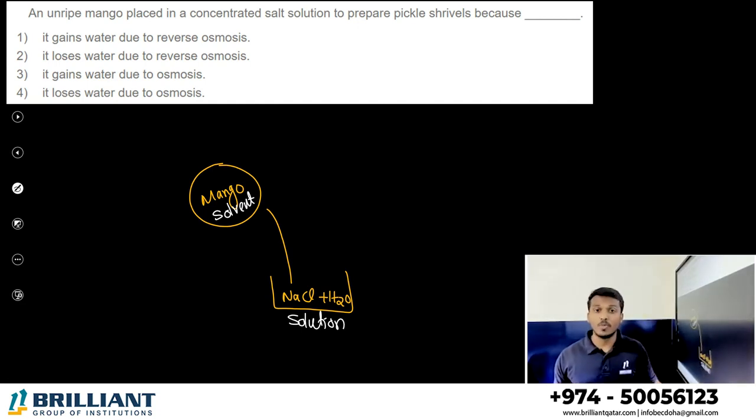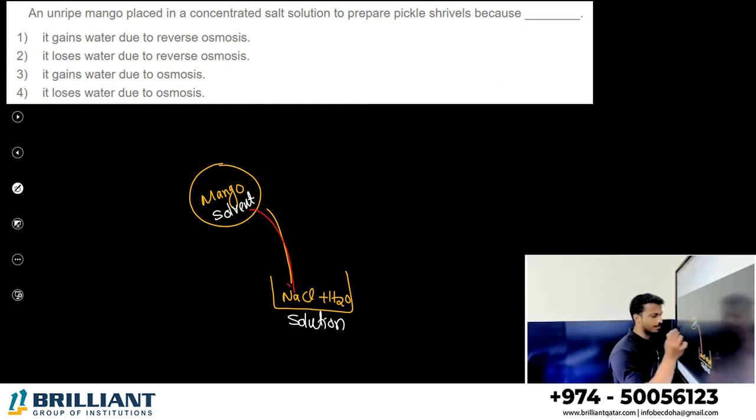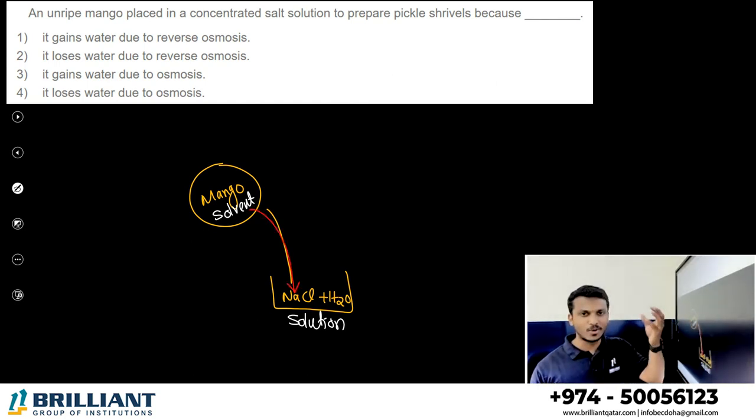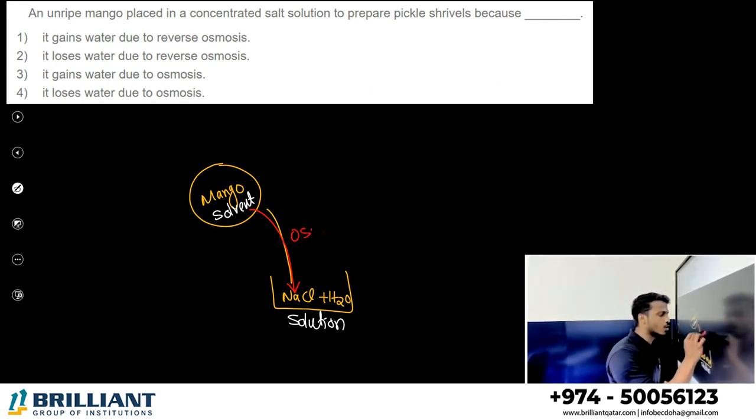What is meant by osmosis? Movement of solvent from higher concentration of solvent to lower concentration of solvent, or we can say movement of solvent from solvent to solution. Solvent to solution. So from the mango, the solvent is coming to the solution. So the mango shrivels, right? The mango shrinks, right? What is this process called? Osmosis, right? This is what is called osmosis.